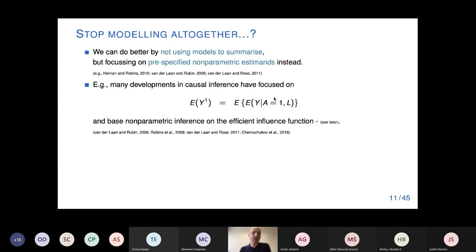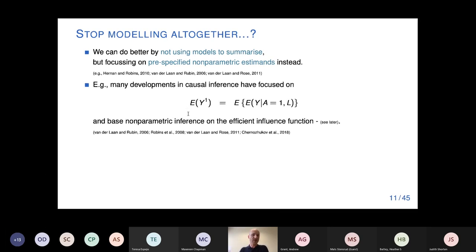Well, we can do better by no longer using models to summarize the data. And that's what happens in the literature on nonparametric estimands, which is very much used in causal inference today. In causal inference, one estimand, one effect measure, if you like, or one functional of the data distribution that's very popular to focus on is this mean of Y1, Y1 being a counterfactual outcome that indicates for a given subject what the outcome would be if that individual was treated. So here I'm focusing on what would be the average outcome in the population if everyone were treated.